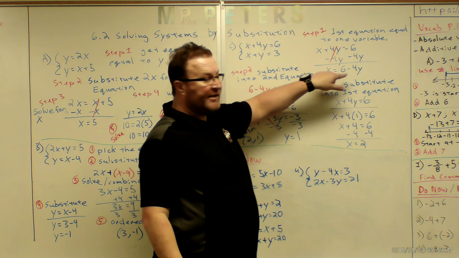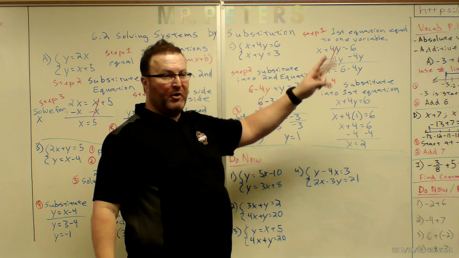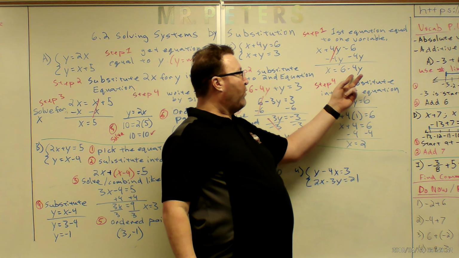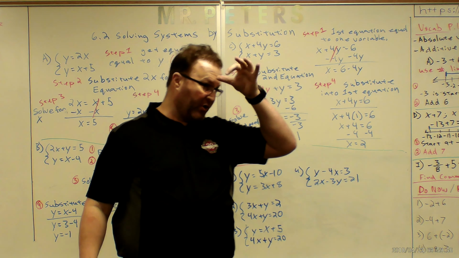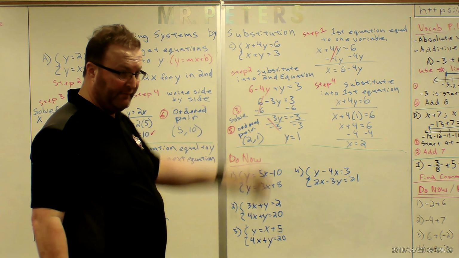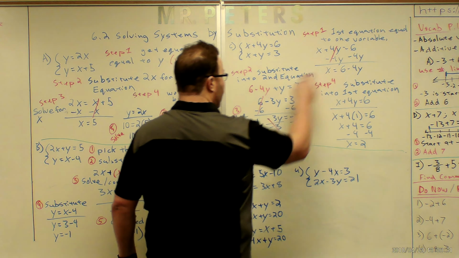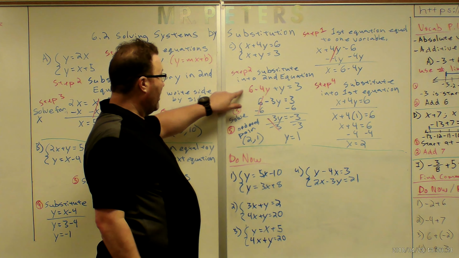Notice we don't have an x here, so it really doesn't matter the way we put this. We could have written it minus 4y plus 6, but actually writing it 6 minus 4y is just one operation you're not having to write. But it really doesn't matter. Okay? So taking the information, putting it here, we're going to solve.